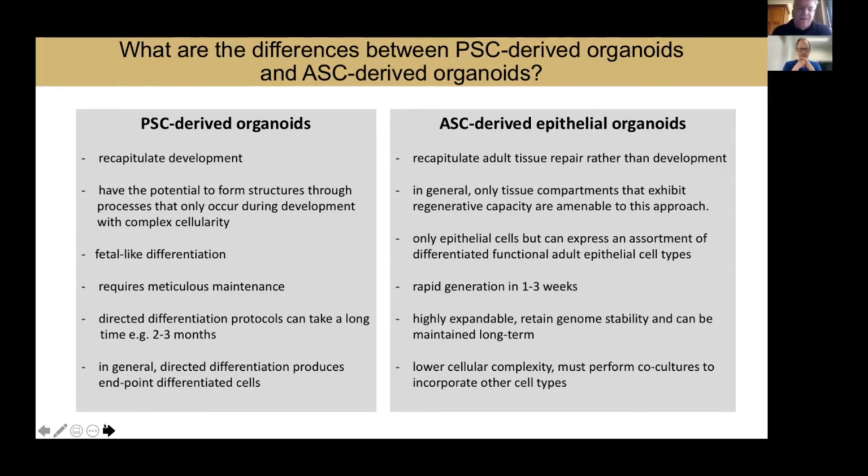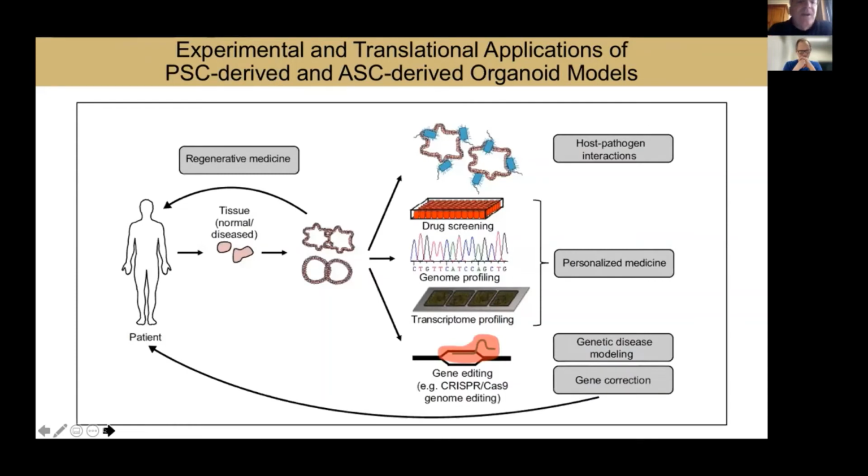The problem with these is that they are mainly just epithelial in origin, and then you actually have to co-culture other cell types if you want to get cellular complexity. So these have been applied to lots of experimental and translational applications, and I'm not going to go through this. But both iPS and adult organoids really have applications in all these types of areas, from basic research all the way to personalized medicine in the future.